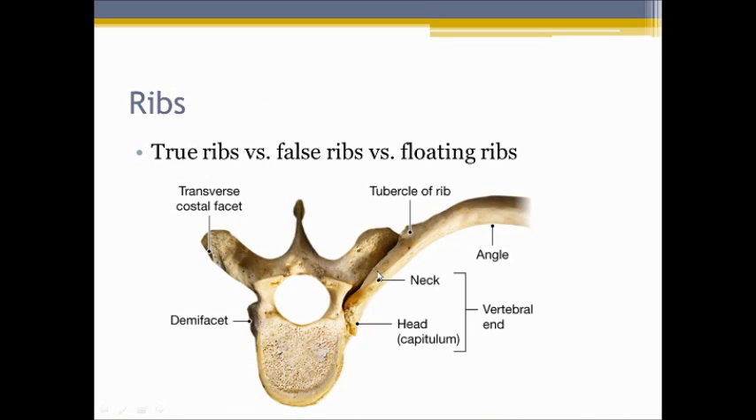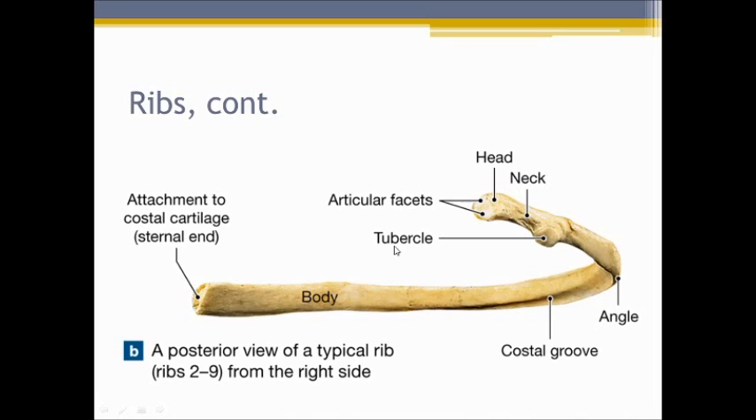So you can see here how they attach to a vertebrae. This is a rib attaching to a vertebrae. There are joints. These are the posterior transvertebral joints that attach the ribs to the vertebrae. You have the head, neck, and angle of the ribs, as well as a tubercle. The body of the rib is the main portion of the rib. You have a costal groove and an angle.